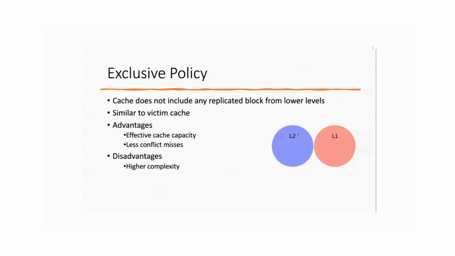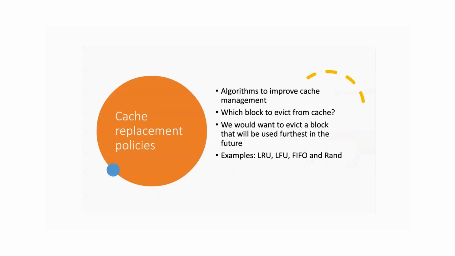We will be implementing these two policies additionally, as the given function code already contains a NINE policy. Now the cache replacement policy. These are basically algorithms that improve cache management. When the cache is full, the algorithm chooses which block to evict to place a new one. So which block to evict from the cache? The best would be to evict a block that will be used furthest in the future. As part of the lab, we have already implemented the LFU, FIFO, and random replacement policies. We will evaluate the performance with the LRU policy as baseline.